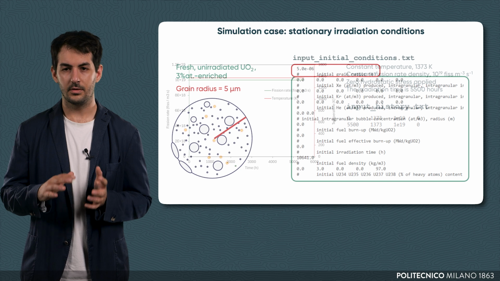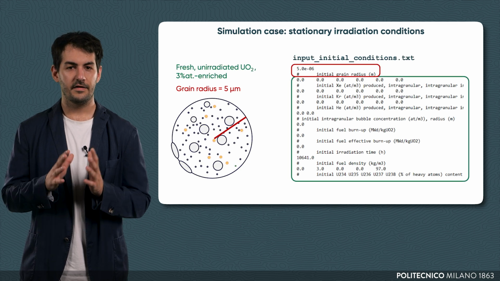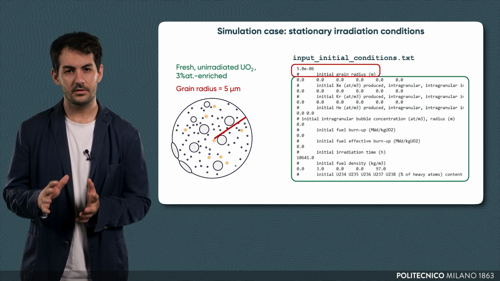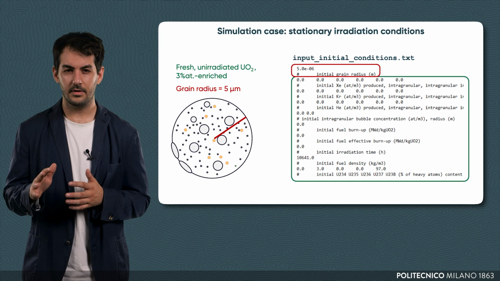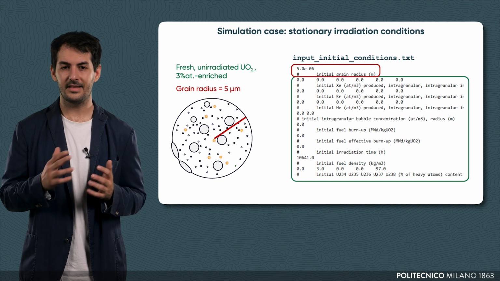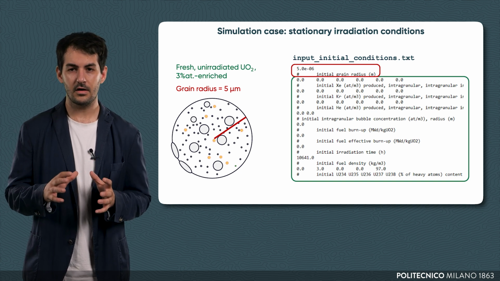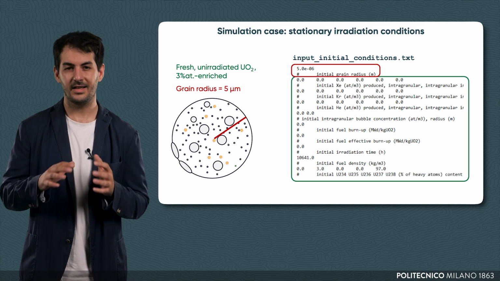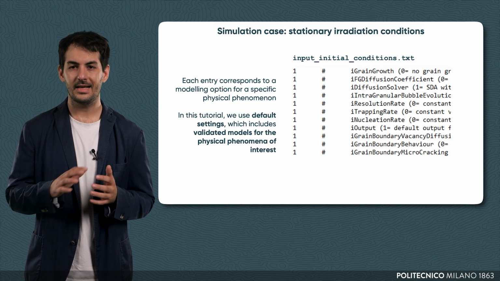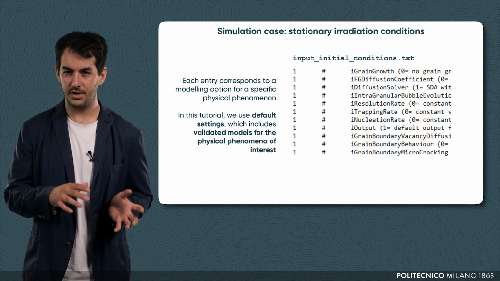The input initial conditions file defines the starting conditions of the simulation. It specifies fundamental properties such as the initial grain radius and the initial gas concentration. By setting these parameters, we describe the physical state of the fuel grain at the beginning of the simulation. After defining the initial physical state of the fuel, the next step is to configure the simulation settings.